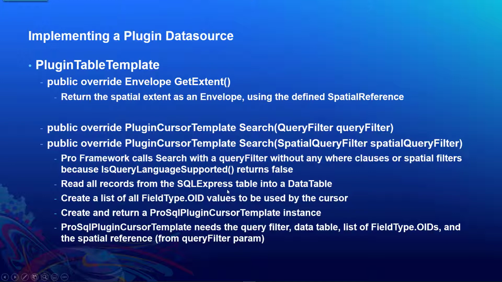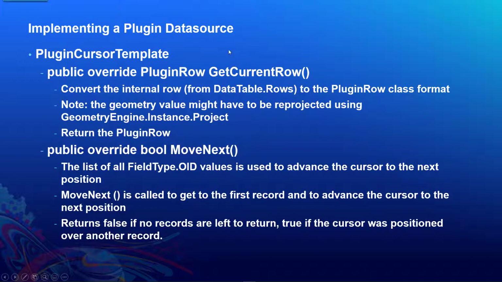Now I create and return a ProSQL plugin cursor template instance. And the instance needs a bunch of parameters, including the query filter itself that was specified in the search, the data table, the list of field type OIDs, and the spatial reference, which you can retrieve from the query filter output spatial reference parameter. Okay, next and finally, we have to update the plugin cursor template.